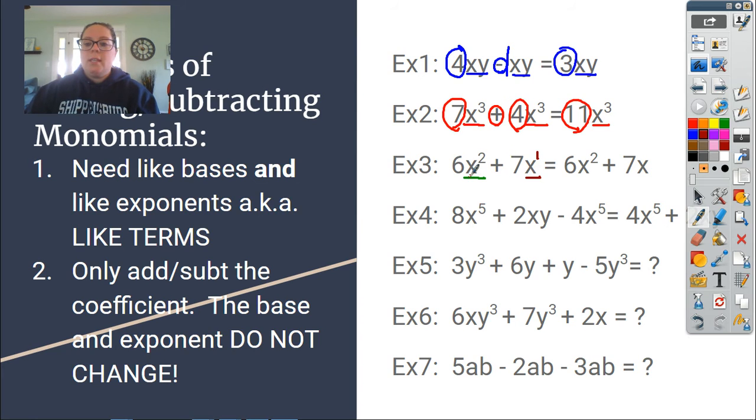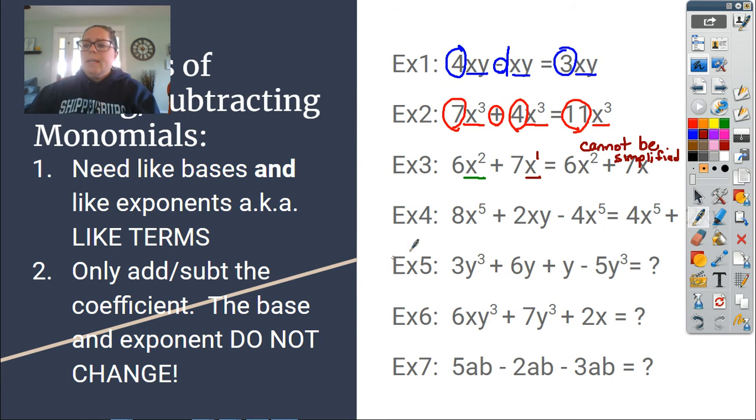So as you can see, what I have written here at the beginning is the only thing I can do. It's already simplified, so I just rewrite it. Some people will write "cannot be simplified," and that is also sufficient. Okay, so you can write that, or you can just rewrite the expression because you can't do anything with it.